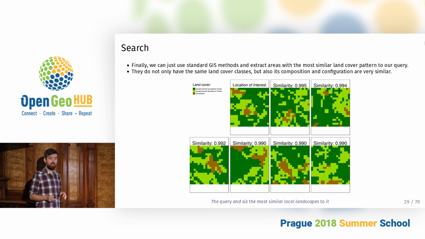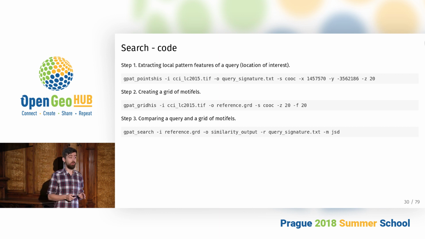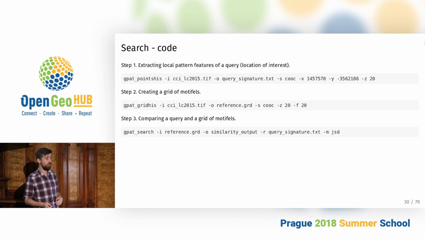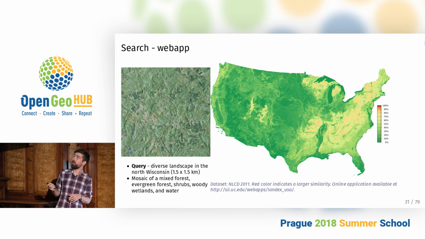So that's how the first application of GeoPAT 2 works. That's search. So quick summary, just 3 lines of code. First line, we create a representation for our local landscape. Second step, we create representation for the whole Australia. And the third step, we just compare the first step with the second step. And we are done.